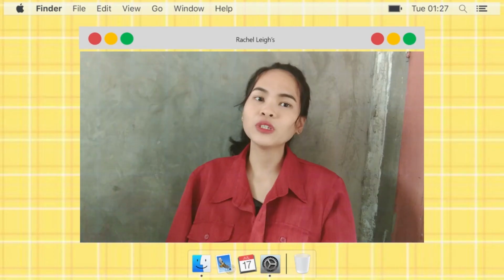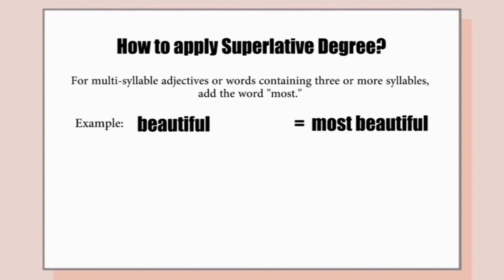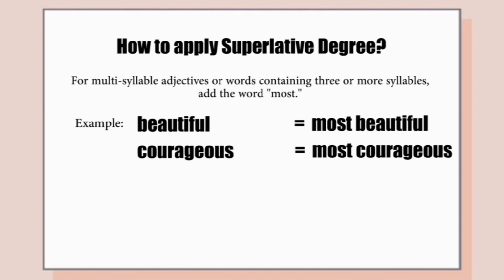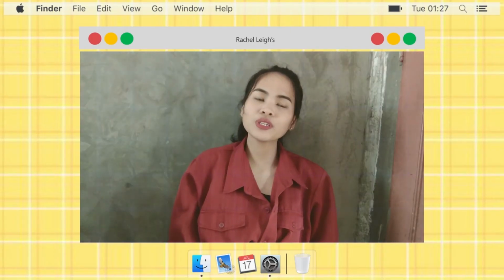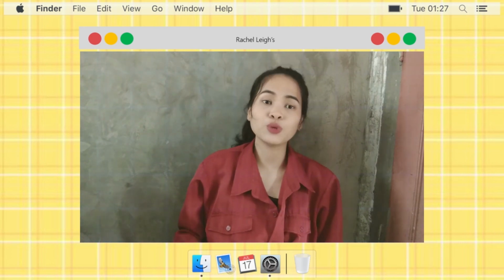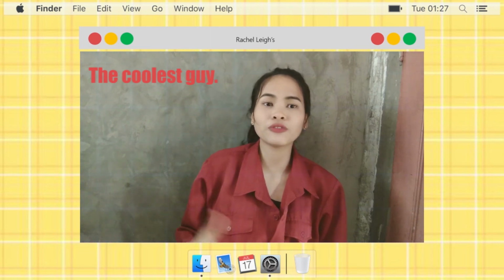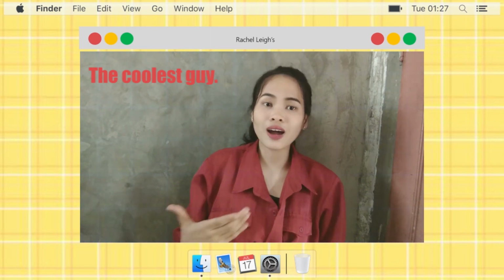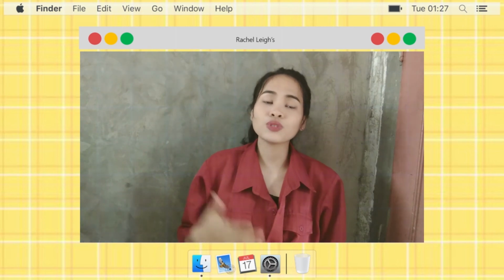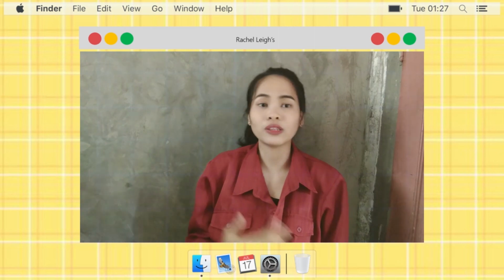And finally, for the multi-syllable words or words containing 3 or more syllables, we will just add the word most. Beautiful will become most beautiful, courageous will become most courageous, and outrageous will become most outrageous. Now, when you're using an article with superlative degree, we're definitely not using a or an, rather we're using the. For example, the coolest guy, definitely the coolest is the superlative degree of cool, so we're using the as its article. And using the as its article, it indicates that you're talking about a specific item in superlative degree.